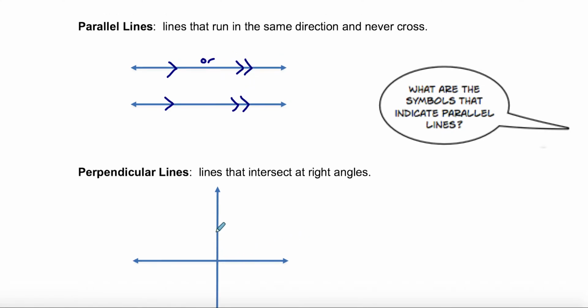Perpendicular lines, that's different. Now these are going to meet at right angles, so they intersect at right angles. Perpendicular lines, you would often see a little symbol here in the corner, and that would be showing that this is a 90-degree corner. So that little square box in the corner is to let you know that for sure these 2 lines intersect at right angles to each other. So those are perpendicular lines.